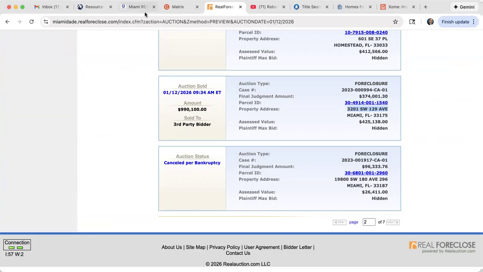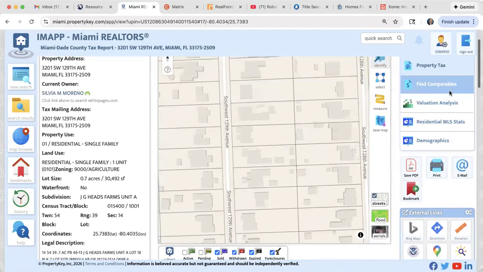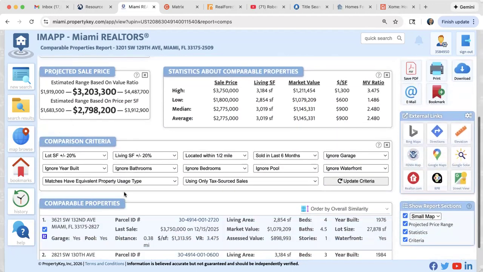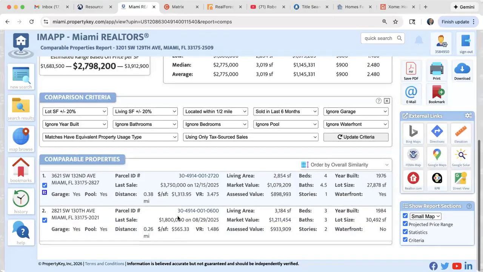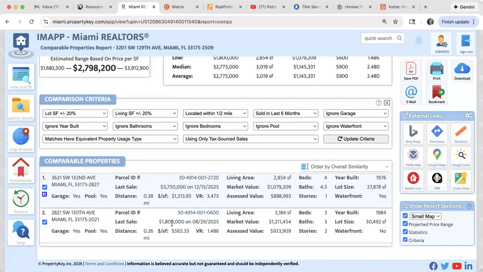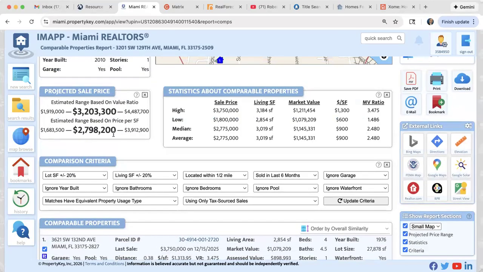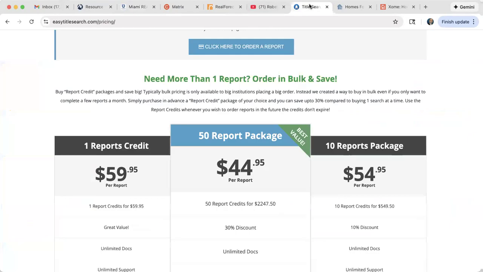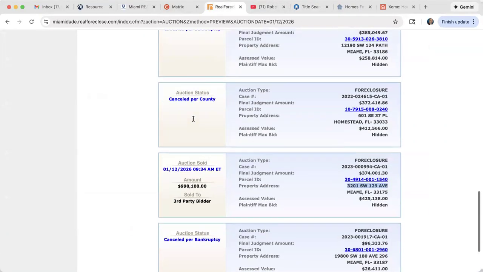Yes, right? I think it's a good deal, especially after I click on find comparables and do 20%, half mile, 6 months, and we're looking at $3,700,000, $1,800,000. You get an average of 2.7, almost 2.8, and they bought it for 990. I would say this is a good deal. Great job for the investor who bought it for 990.